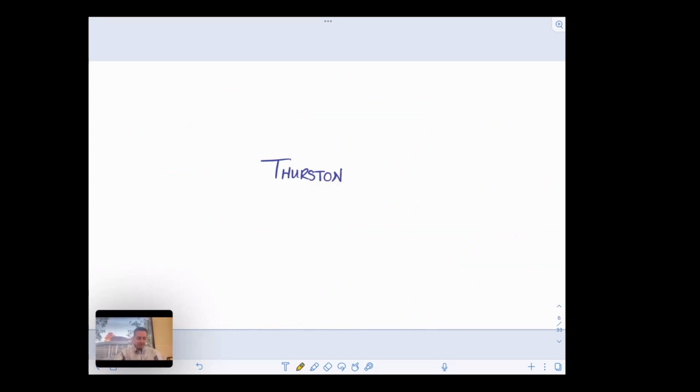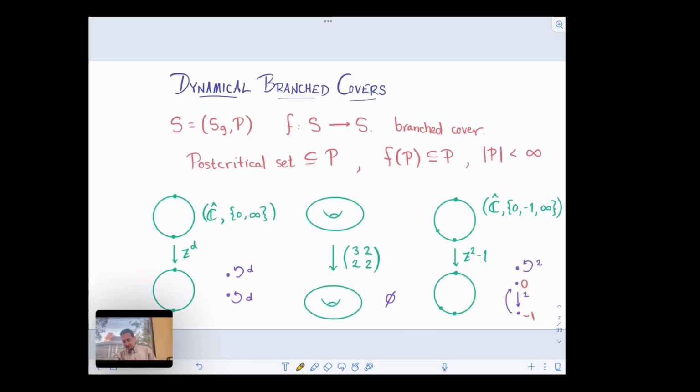Okay, the next theorem is Thurston's characterization of rational maps. These are the two theorems I want to put together. The context here is, instead of homeomorphisms of a surface, branch covers of a surface over itself. Here S is a surface with some number of marked points, and F from S to S is a branch cover.